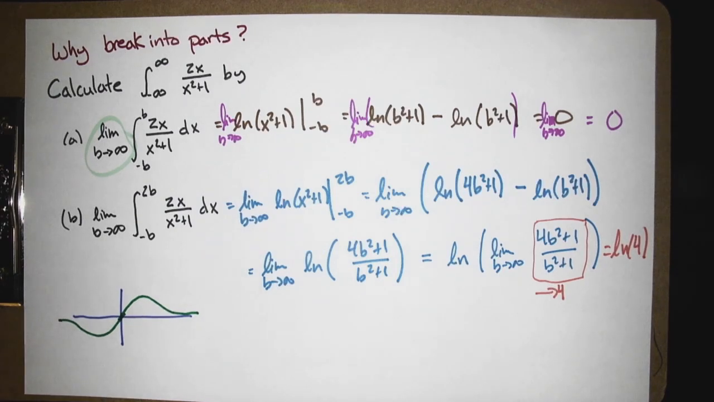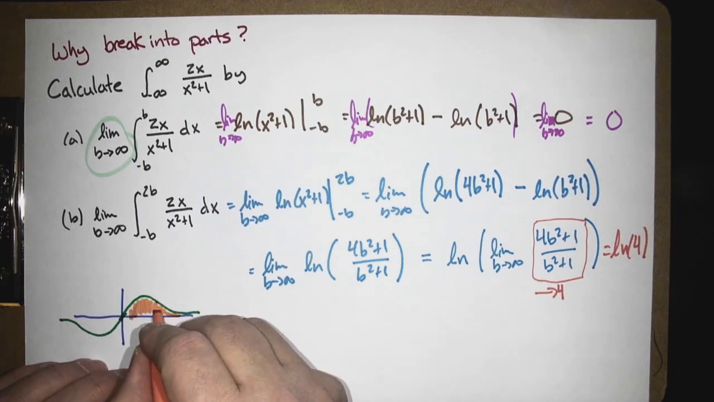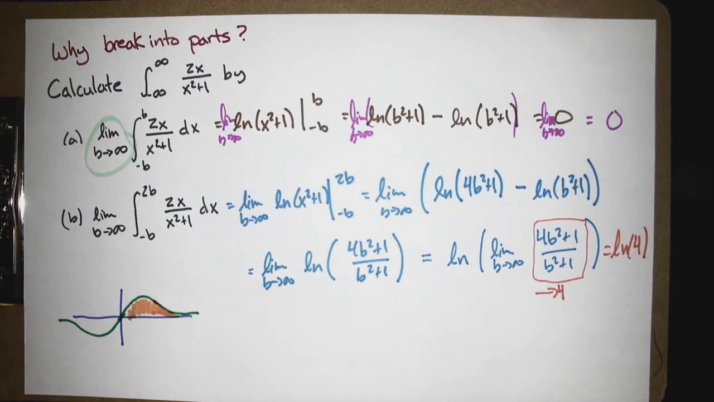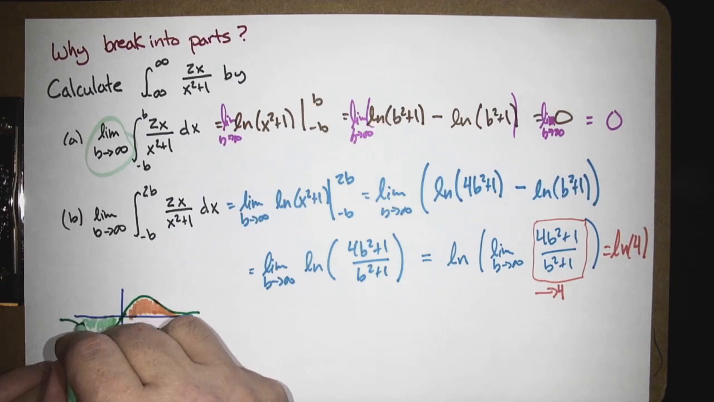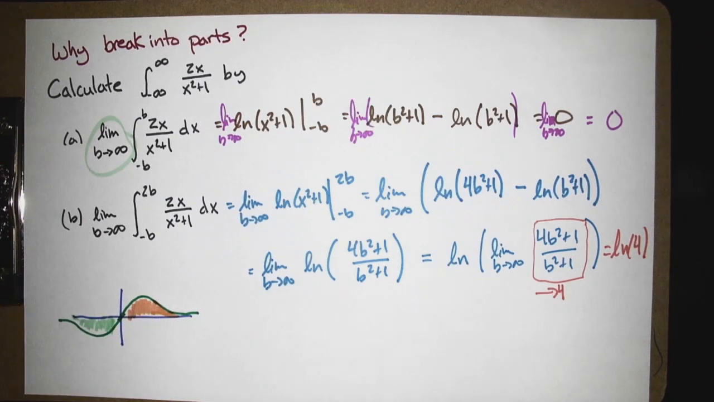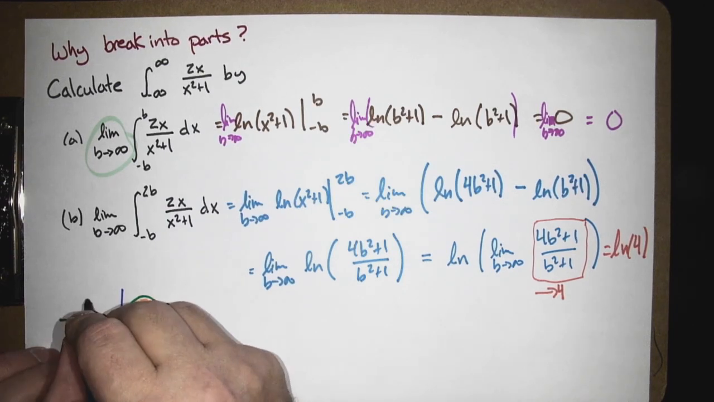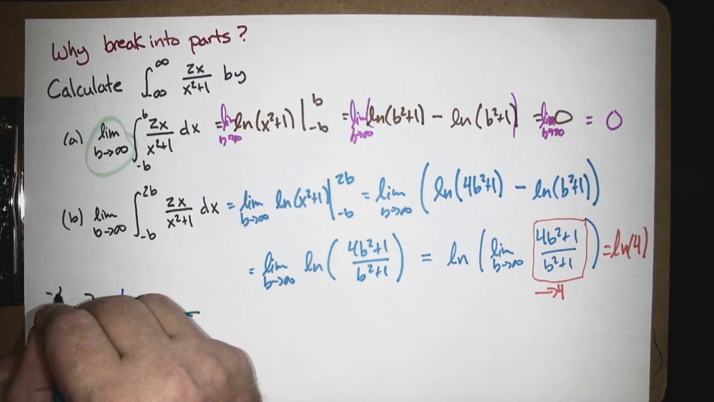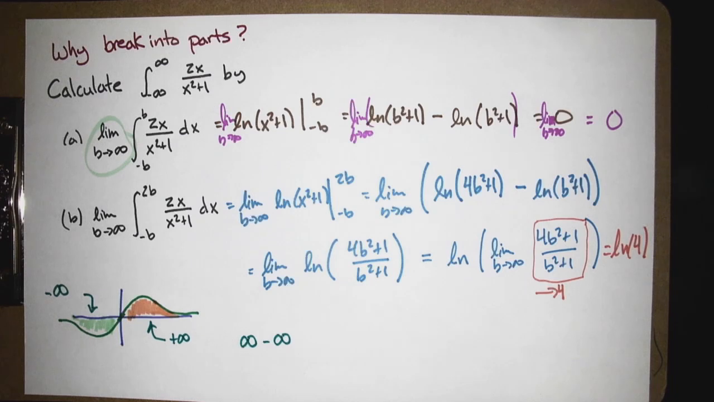Here's what's going on. You have this right half, and you have this left half. And in the right half, the amount of area on this side is plus infinity. In this left half, it's minus infinity. So when you put them together, we're getting infinity minus infinity. And what is infinity minus infinity?